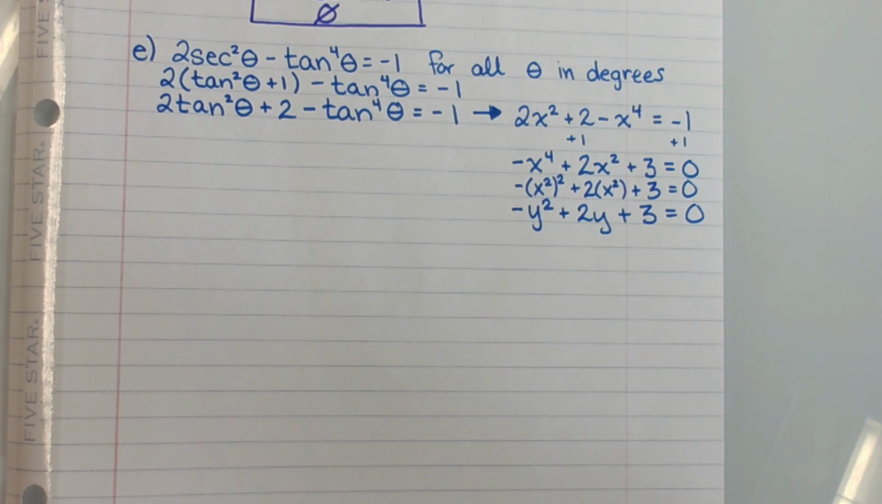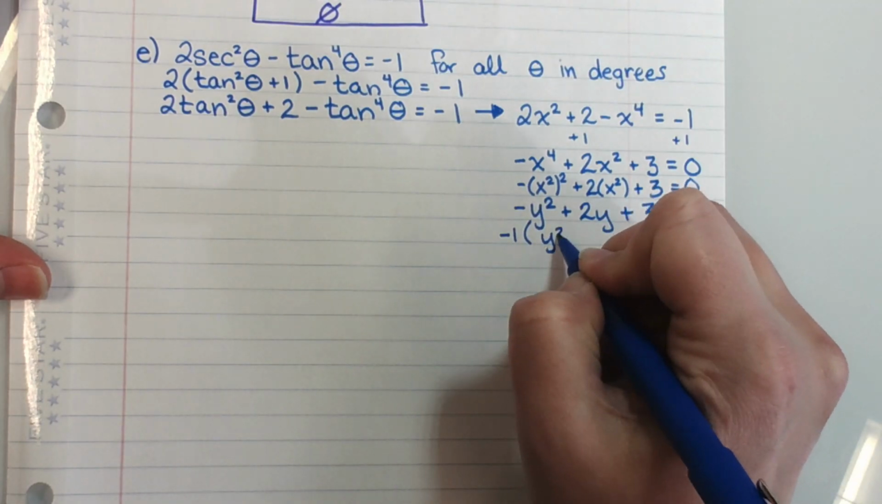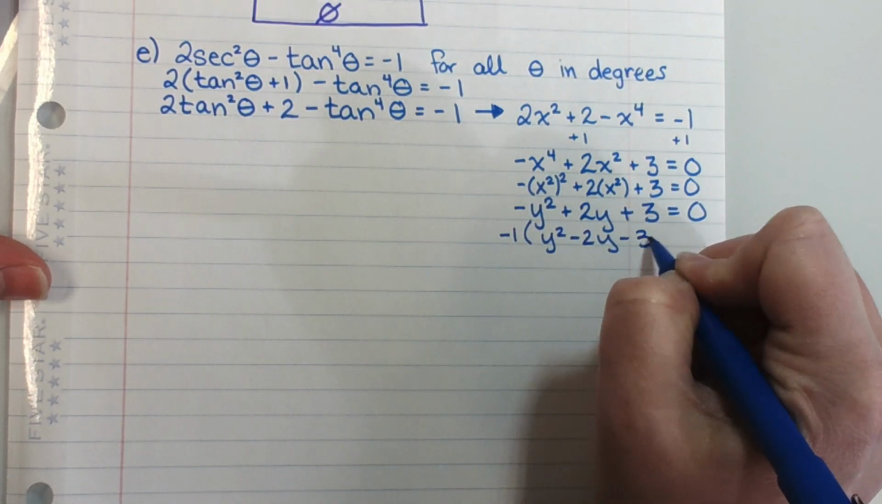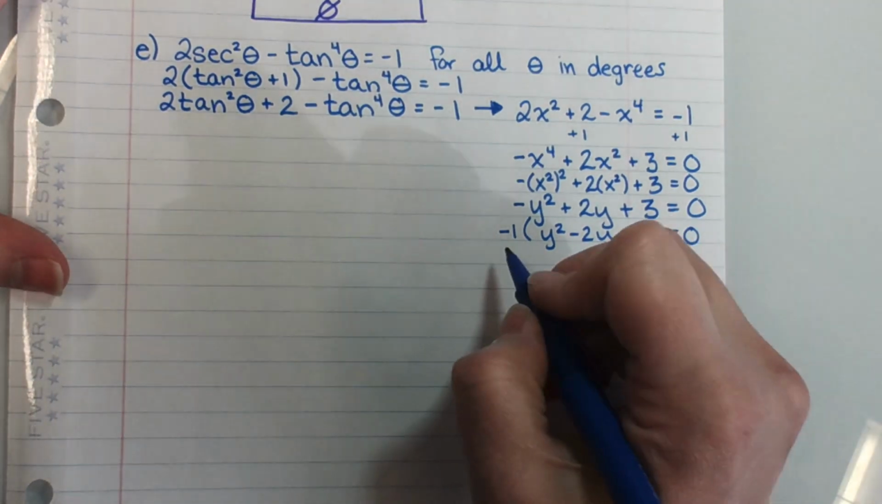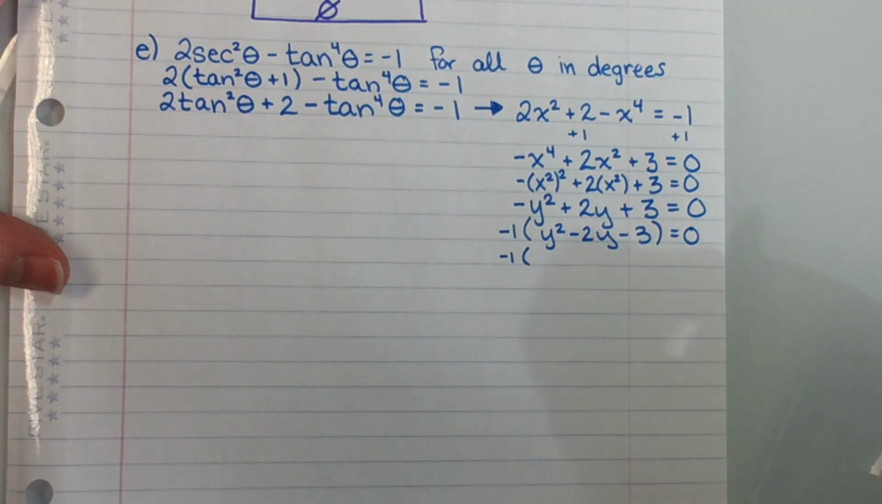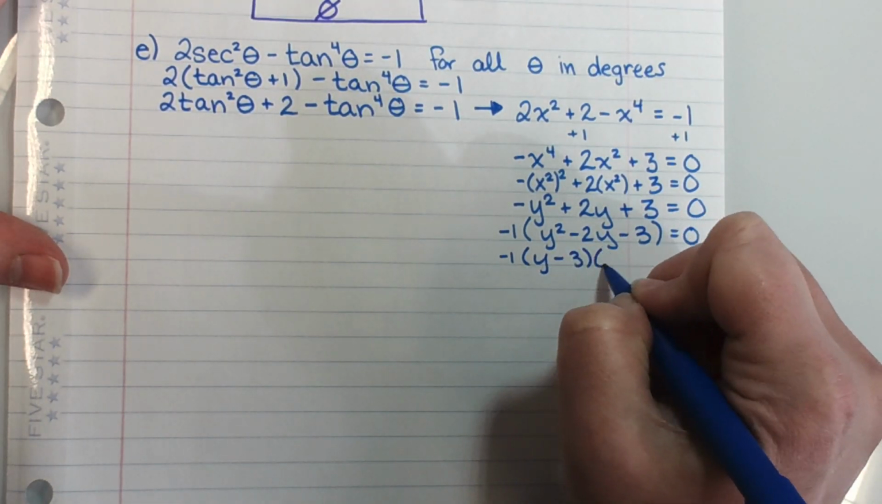As is, I would have to do full AC method. But I can factor a -1 out of everything, so I'm going to do that first. Now I can do the shortcut. 2 things that multiply to -3 but add to -2. Multiplies to -3, adds to -2. -3 positive 1.